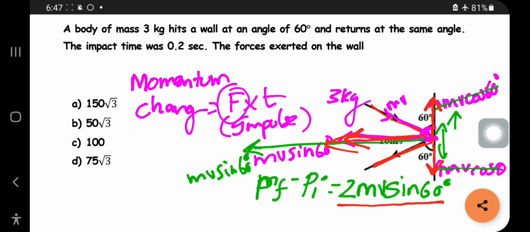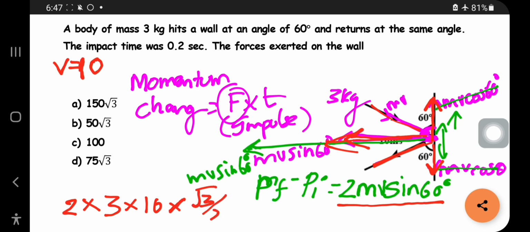So you will get 2 into... they didn't give the velocity. The question is not fed with the velocity. The velocity is 10, right? So 2 into mass is 3, into velocity is 10, into sin 60 degrees, which is root 3 by 2, right? You will get an option of 30 root 3, because the 2 will cancel, 30 root 3. So this is the final option you would think, but this is not the final.